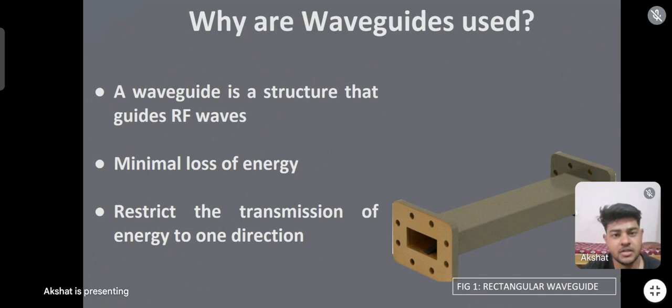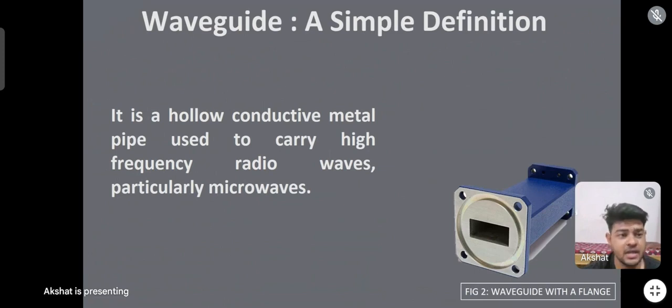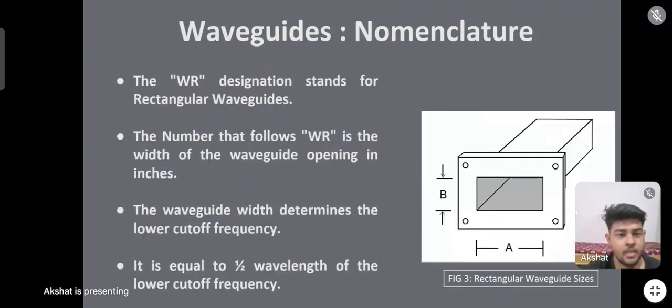Sir J.J. Thomson discovered a way, and it was called waveguides. A waveguide is a structure that guides RF waves. They are used because of their minimal loss of energy, because they restrict the transmission of energy to one direction only. A simple definition of waveguides is: a hollow conductive metal pipe which is used to carry high frequency radio waves, particularly microwaves.